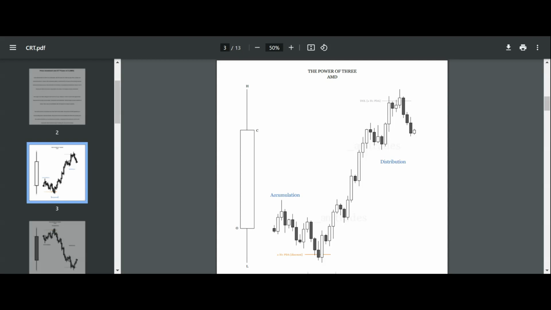As a CRT trader, your job is to identify two things: the range you want to trade in and the range you are trading in. As I said earlier at the start of this video, you only need two things to be consistently profitable as a CRT trader. You need the power of three. Then you need to understand the relationship between the higher time frames and the lower time frames.